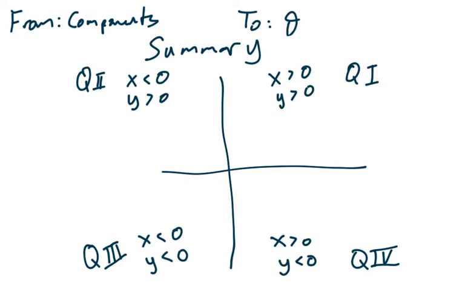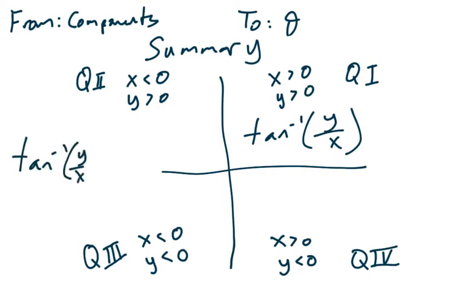So just to summarize here, if I'm in Q1 and I'm trying to find theta from the components, Q1 is the easy one. It's just the inverse tangent of the y over the x. I can use the components to make a slope, and then go from that slope to the tangent to get the angle. For Q2 and Q3, I'm going to do the same thing, but then I'm going to add 180 degrees, or pi if we're in radians.